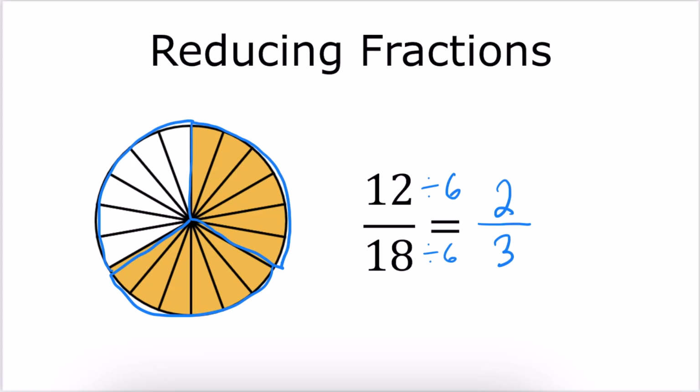And the 12 pieces that were shaded ended up equaling 2 of those thirds because there's 2 of our new pieces that are shaded. And so this is very similar to when we were finding equivalent fractions, because when we found equivalent fractions, we multiplied the top and the bottom by the same number. And when we're reducing fractions, we're going to divide the top and the bottom by the same number.